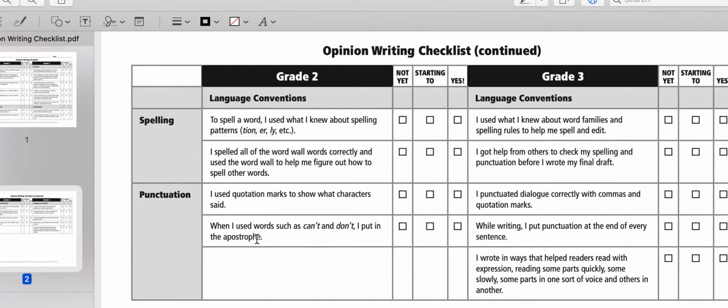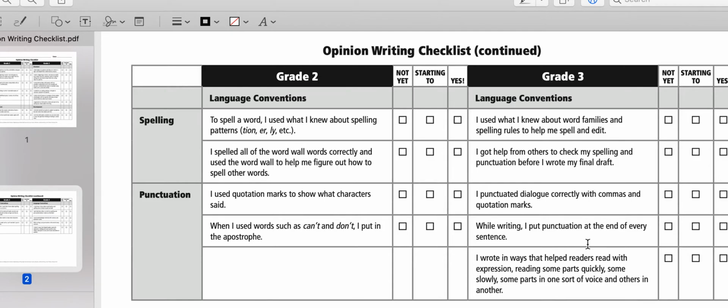Then you go down to the next one. When I used words such as can't and don't, I put in an apostrophe. If you used an apostrophe correctly for your contractions, then you would mark yes, and you would show that in your writing with a sticky. If you did that, you slide on over to the grade 3 category, and it says, while writing, I put punctuation at the end of every sentence.